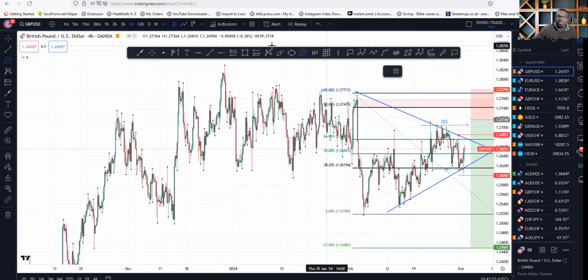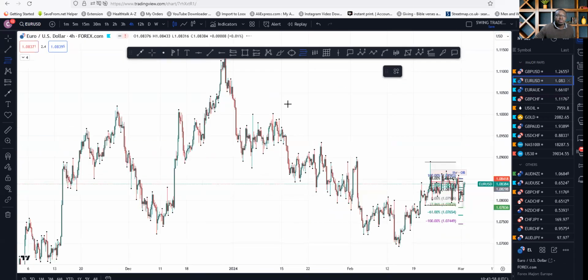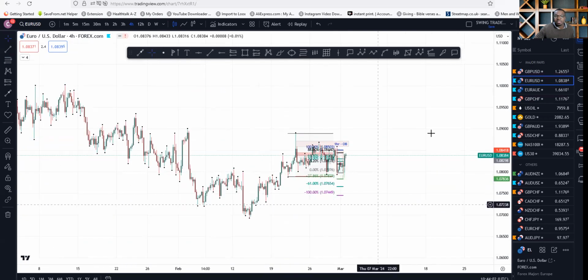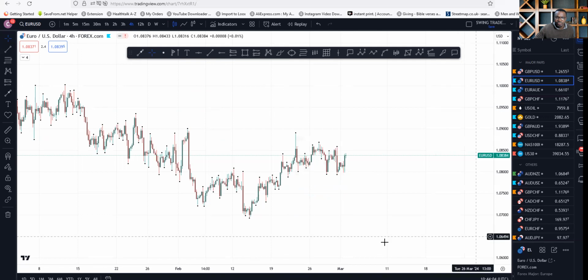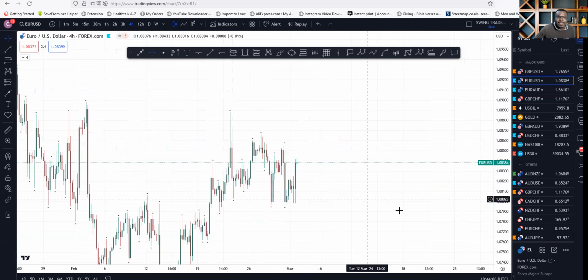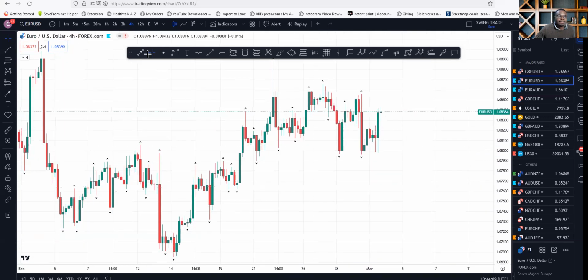So that's Euro, that's GU for you. Let's look at Euro USD. Now, on the Euro USD, the market is almost acting the same as GU, but let me just remove those drawings. As you can see, the market is also having that behavior.